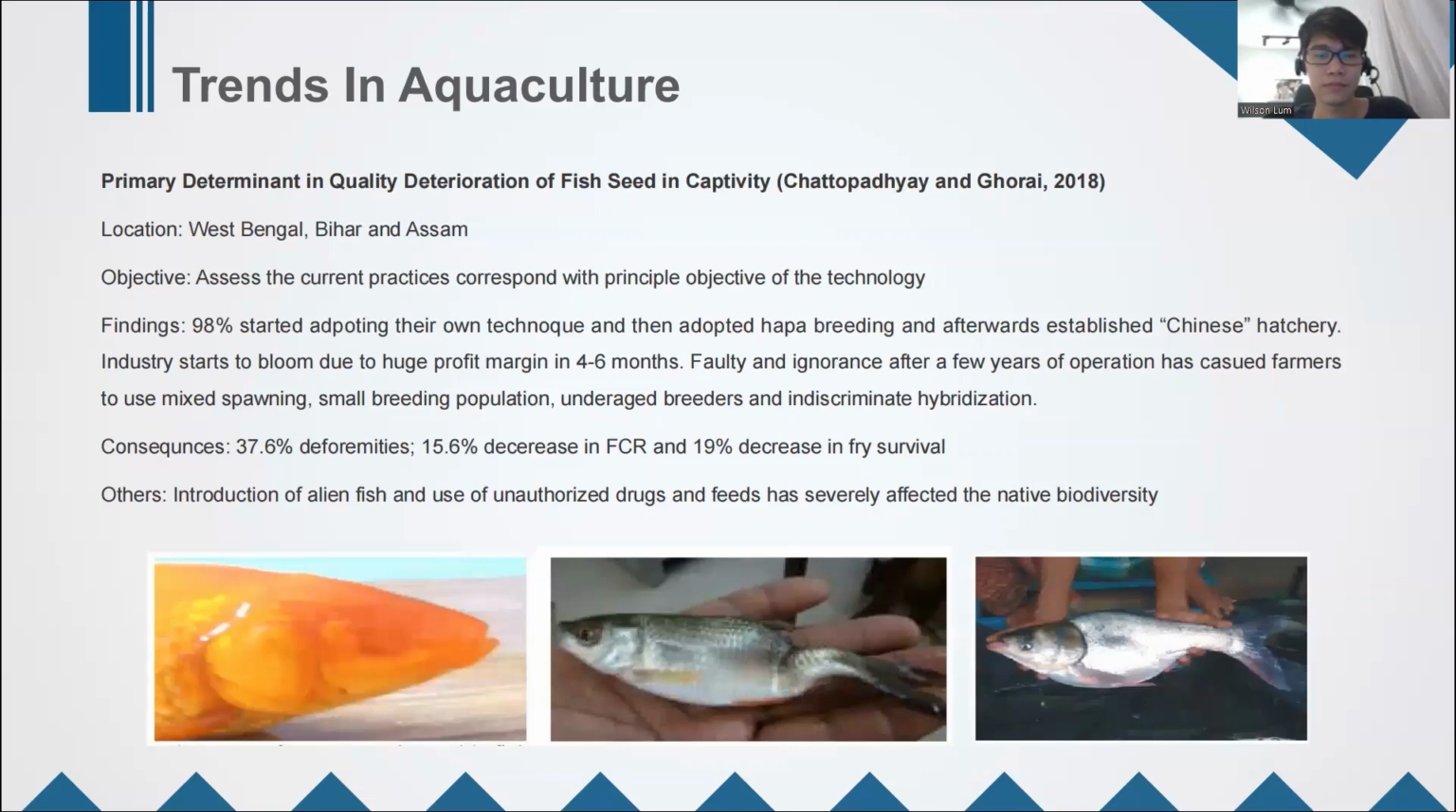So the consequences, from what the reviewers have said, are that 37.6% have deformities, 15.6% have a decrease in FCR, and 19% have a decrease in fry survival. Other points mentioned by the writers were the introduction of alien fishes and the use of unauthorized drugs and feeds, which have severely affected the native biodiversity.